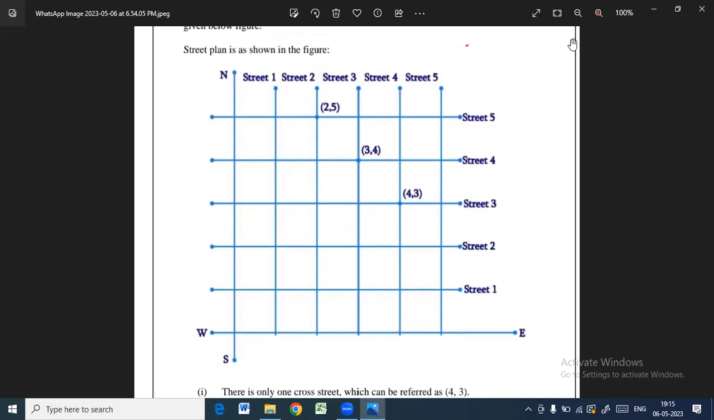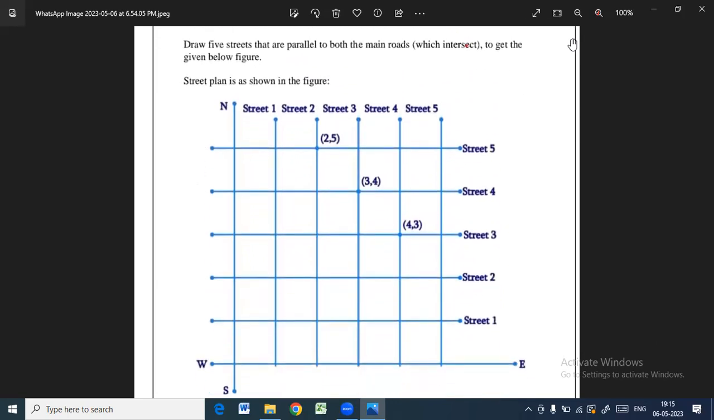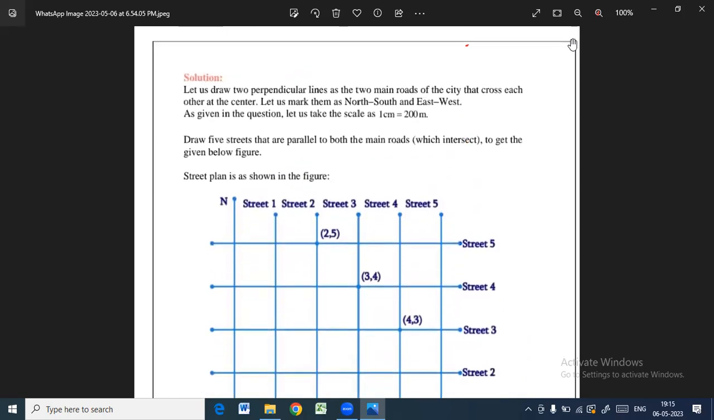East-west direction is called the x-axis. North-south direction is called the y-axis. So let us draw two perpendicular lines as two main roads. Two main roads means the x-axis and y-axis are the two main roads. They cross each other at the center. So the two roads intersect at the center, that is the origin point.